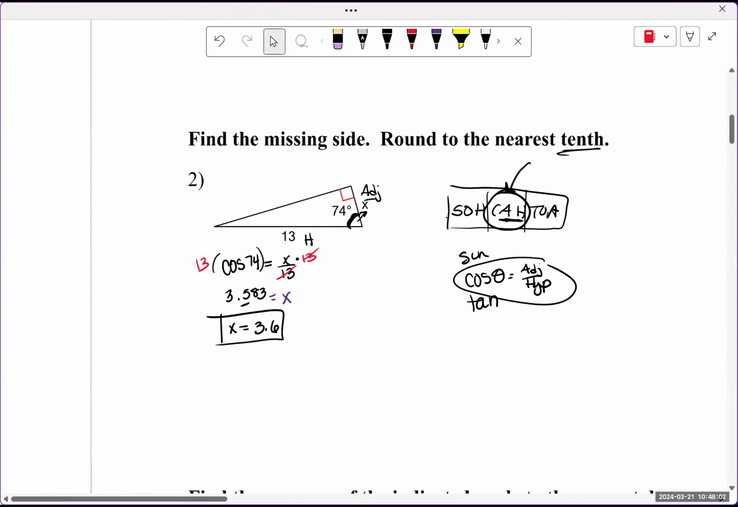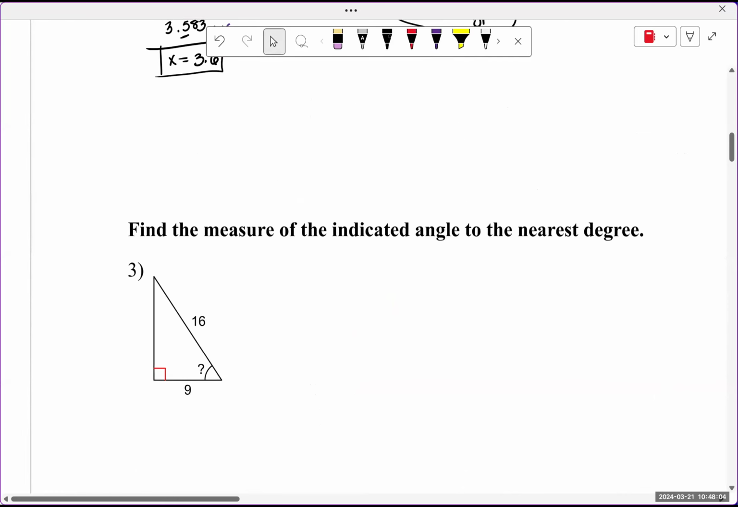Okay, number 3. Now we are missing, I'm going to put an X here, the angle measure. So this one is a little tricky, because it looks like it's starting the exact same, but then it changes. Sometimes you're multiplying, and if the hypotenuse is the X, then you end up dividing. Okay, let's do this one. SOHCAHTOA.